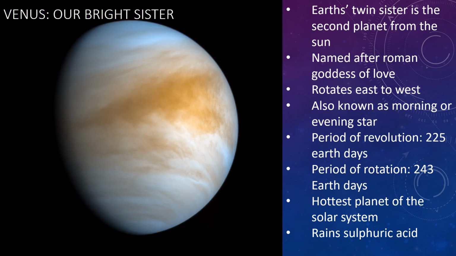Venus, also known as Earth's twin sister due to its similar size to Earth, is the second planet from the Sun. Like Mercury, it is seen as a morning and evening star. It is the brightest object in the night sky after the Moon. Venus's day is longer than a year. In fact, longer than any other planet's day in the solar system. It rotates east to west. That means the sun rises in the west on Venus.